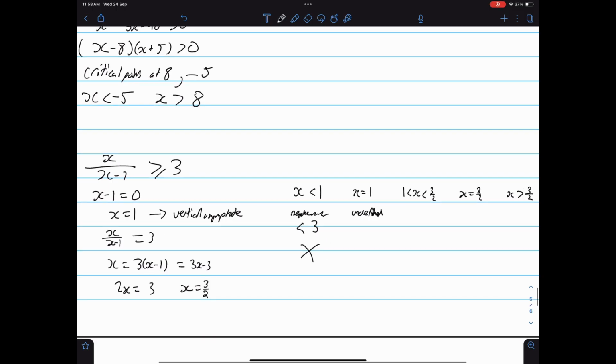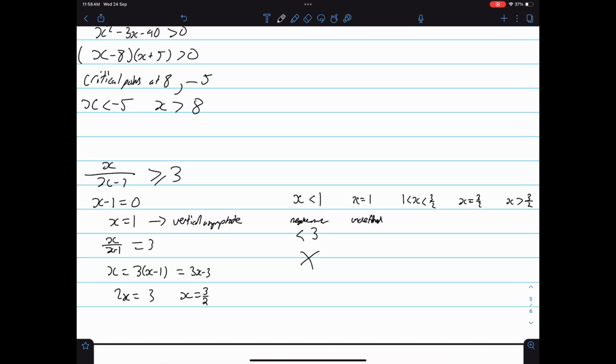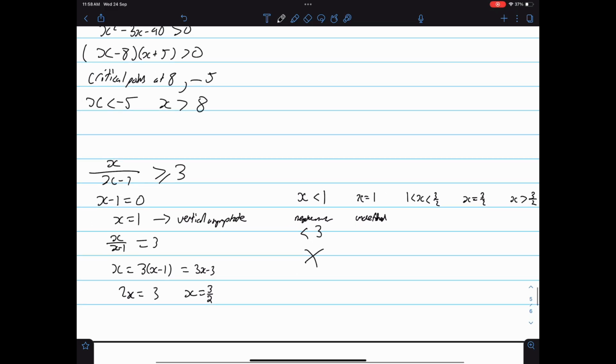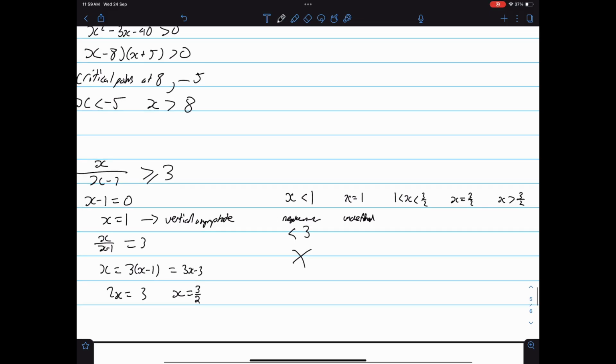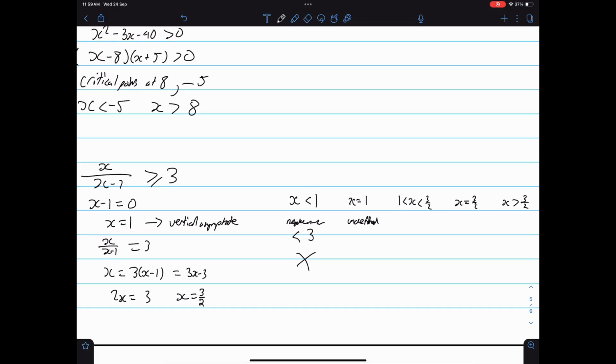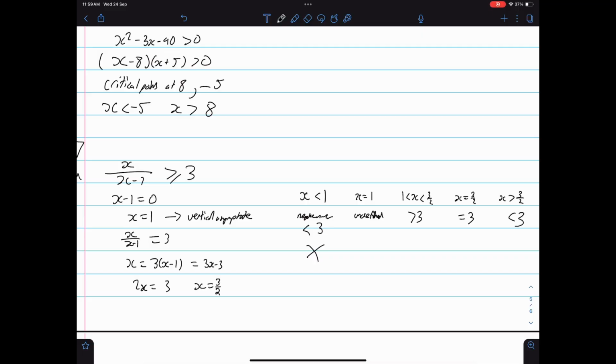But between 1 and 1.5, we will test a few numbers between them. Say if we did 1.25 over 1.25 minus 1, we get 5. And at this point it's greater than 3, and at this point it's equal to 3, and at this point it's less than 3. So we would say that this range would be 1, strictly less than x, but it can be equal to 3 over 2.